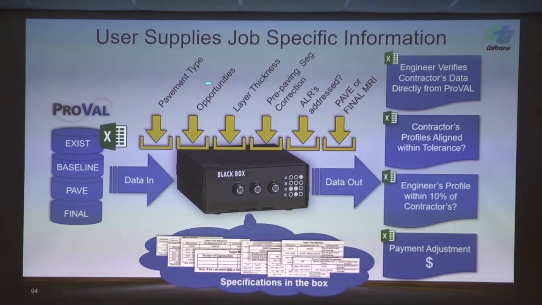Okay, so now again, here's this black box again. We're going to take all those profiles. We're not asking the REs or contractors to go look at every 10th mile segment and go to those tables and figure out which one you're going to use. Put it into a spreadsheet, and it just does everything for you. So, we're going to check all the same stuff that we talked about earlier. Did they change their data? Did the profiles align? Did we verify them? We get a payment adjustment.